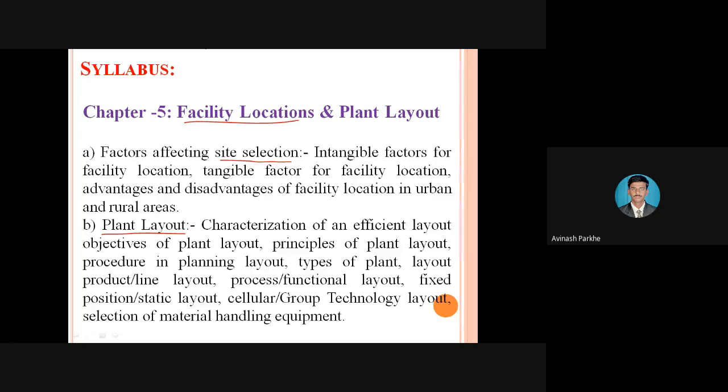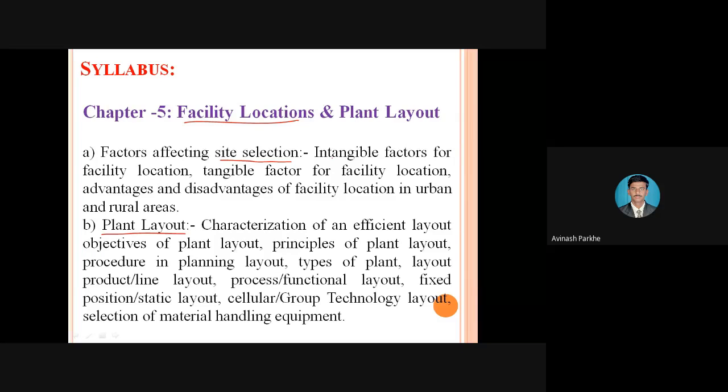But before that, we have to cover this particular first point, that is factors affecting the site selection. So why does facility location or site selection play a very, very important role? Because whatever your maximum profit, your productivity, your production, your profit, that profit mostly depends upon the facility location and the site selection.